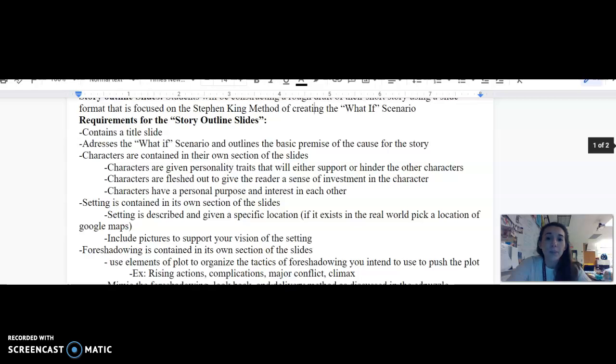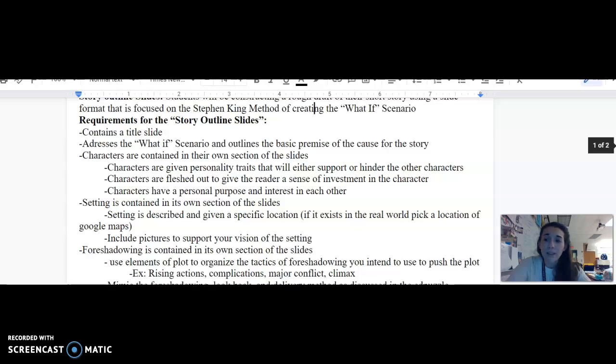Include pictures to support your vision of the setting. So if you were envisioning a specific season, or if you're envisioning a specific kind of weather, maybe it's a dark and dreary day in September, try to pick pictures that help to represent that. Try to pick images that help to support the setting itself, so that way as you are writing, it helps to build that image in your mind. So that way your characters play into that environment.